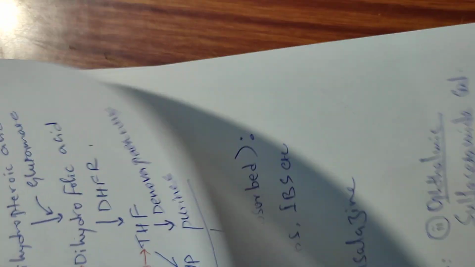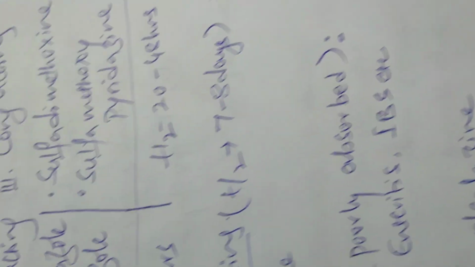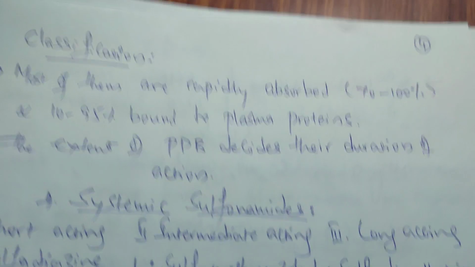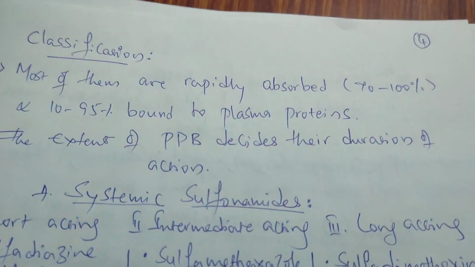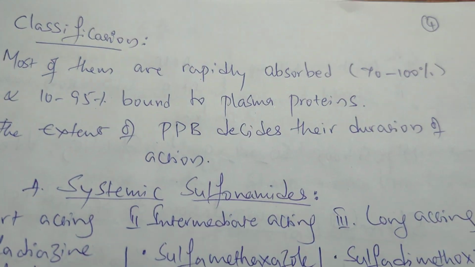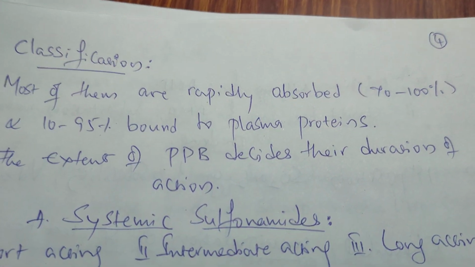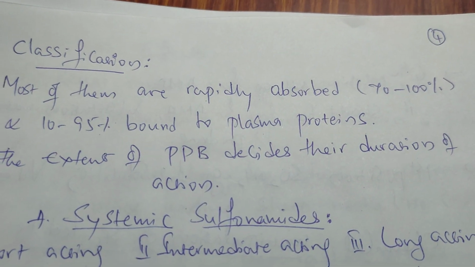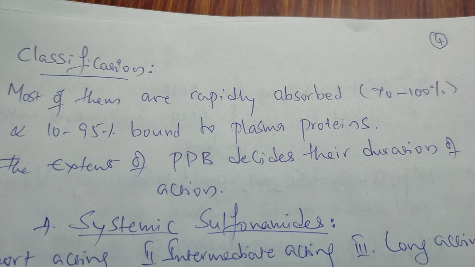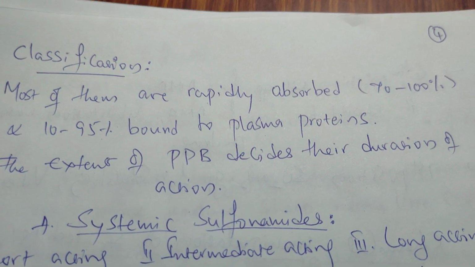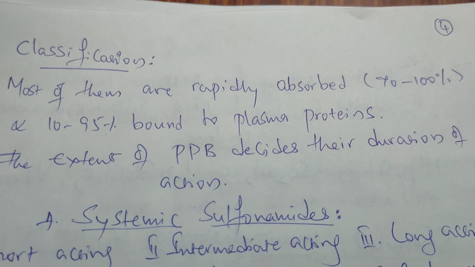Okay, right. So now after this, let us try to see how they are classified. Now let us go like this. See, this is the classification. Most of them are rapidly absorbed. All sulfonamides are rapidly absorbed to the extent of 70 to 100%, and they are bound to plasma protein from 10 to 95%. Understood?